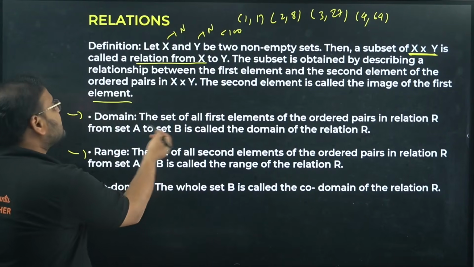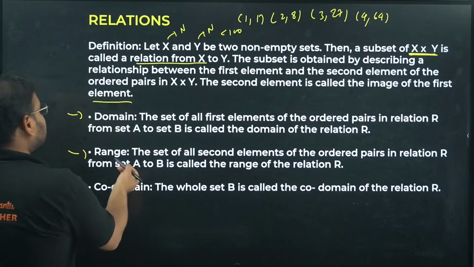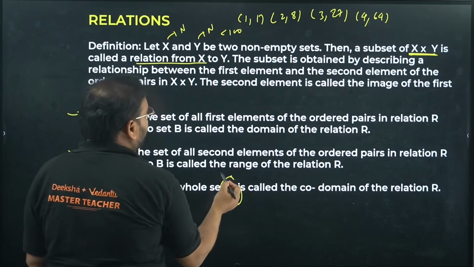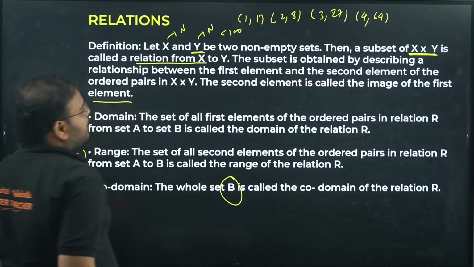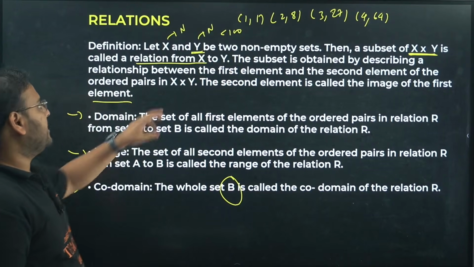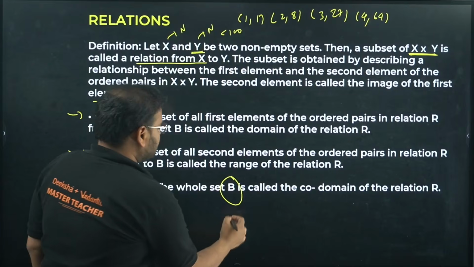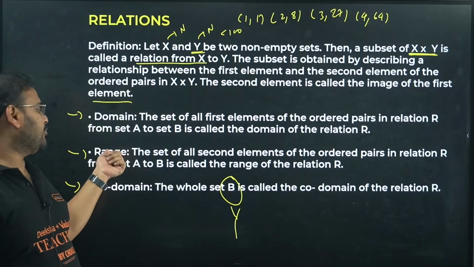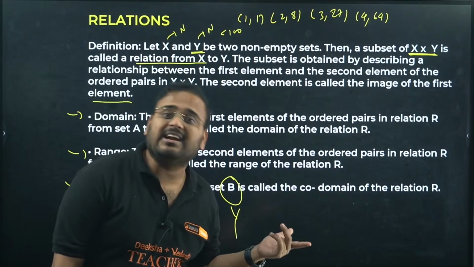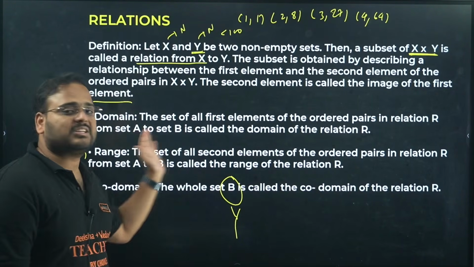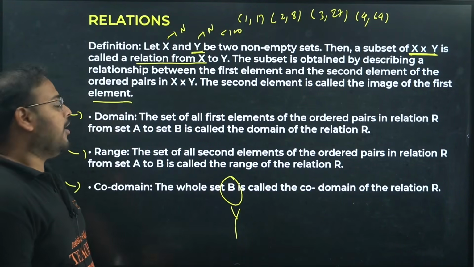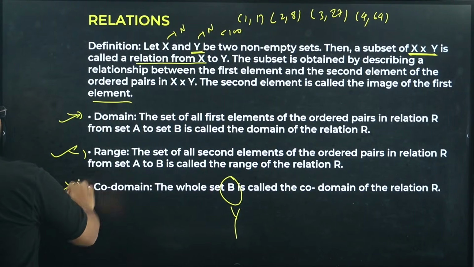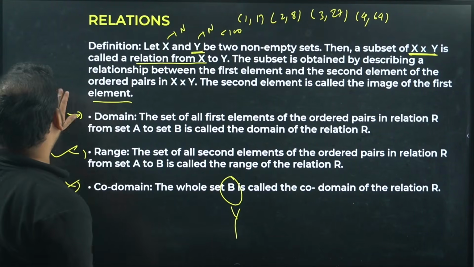Domain is the set of all first elements. Range is the set of all second elements, and the whole set B, or the set Y over here, is called the codomain. In this case we don't have B, we have the set Y, so the whole set Y becomes your codomain. The range is all the second elements of the ordered pairs, and the domain is all the first elements of the ordered pairs of the given relation. I hope this is clear: domain, range, and codomain. Moving on.